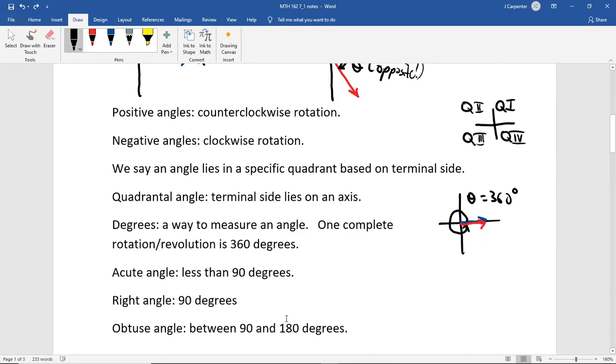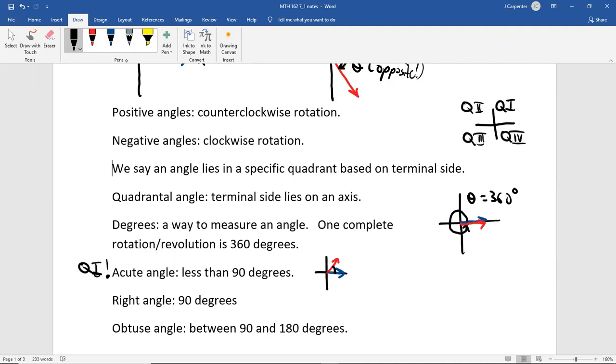So obtuse, think wider. Obtuse is between 90 and 180 degrees. An acute angle, I'm going to skip doing the colors eventually, and I'll also skip drawing the arrows eventually, but for now I'll keep doing it. So this would be an acute angle. Spoilers: if something's written in standard position, all acute angles end up in quadrant 1. These will always be in quadrant 1.